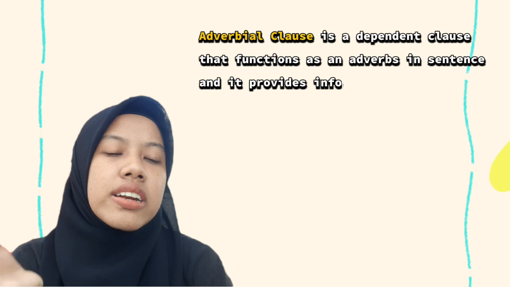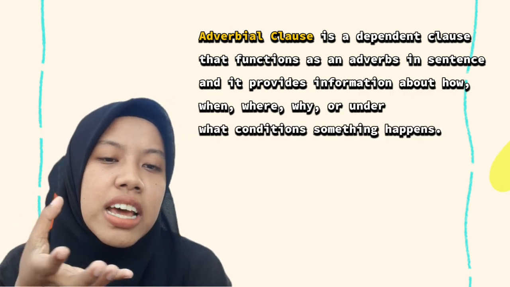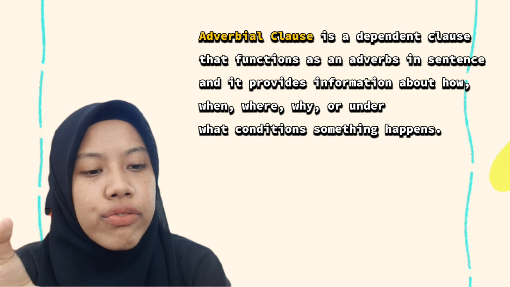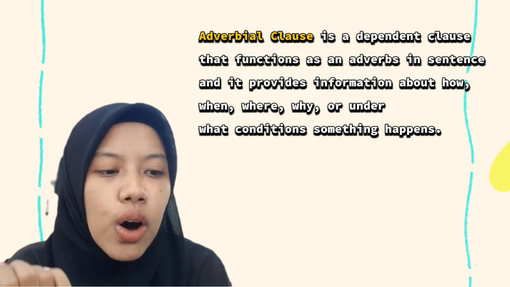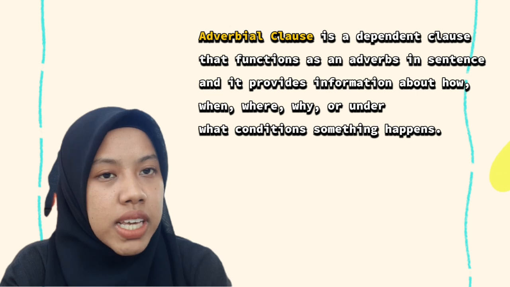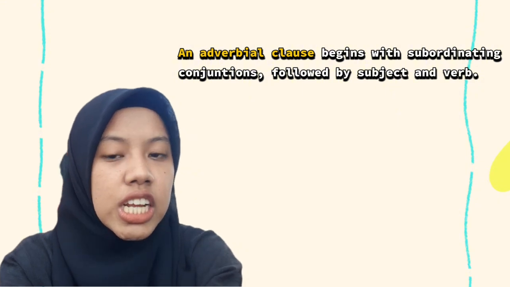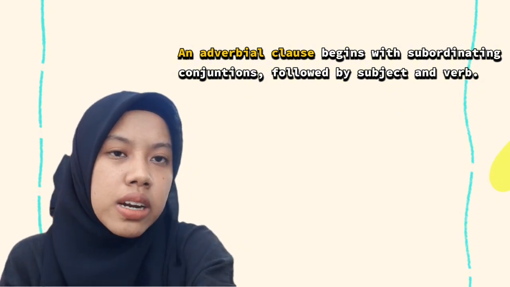Third is adverbial clause. An adverbial clause is a clause that functions as an adverb in a sentence, and it provides information about how, when, where, why, or under what condition something happens. An adverbial clause typically begins with a subordinating conjunction followed by a subject and verb.